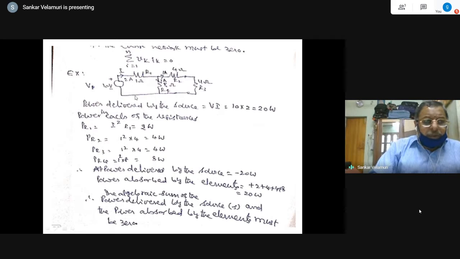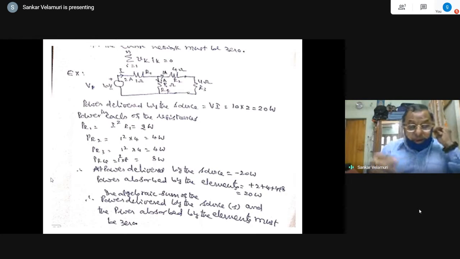Okay. So for the power absorbed in each of the resistances, PR1 is I square into R1. I is 2 amperes, 2 square into 1, 2 watts. PR2 is 4 watts. PR3 is 1 square into 4 is 4 watts. And PR4 is projecting the PPT.